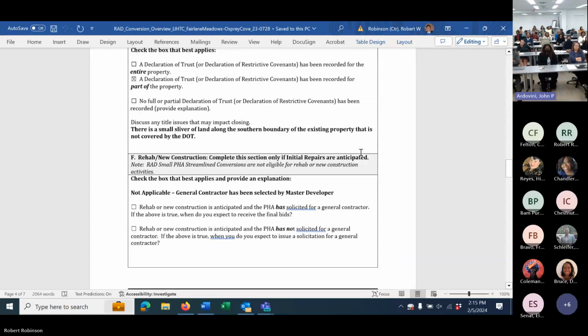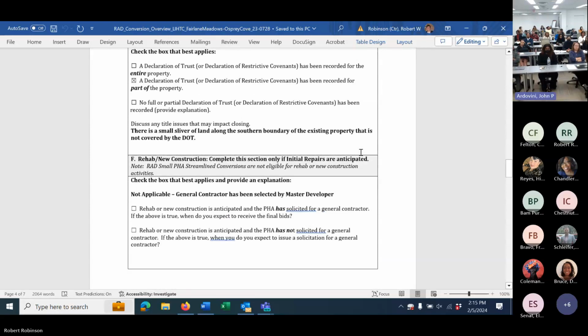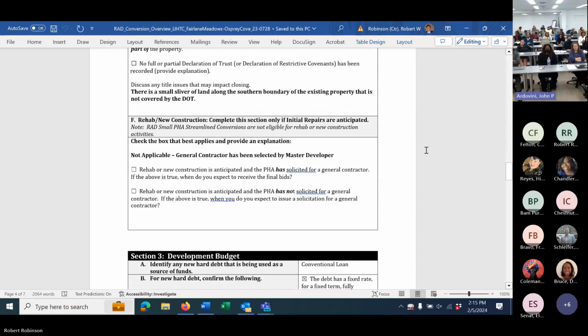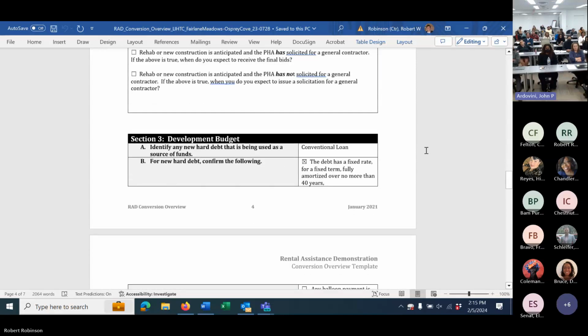So here, I think Robert had spoken earlier about some of the encumbrances that are on the property. I think maybe John mentioned that you may have a DOT, a deed of trust, or a DRC on it, which is a declaration of restrictive covenant. So the PHA would have to make sure that we start the process to make sure that these could be released from the property because new encumbrances will be put on the property.